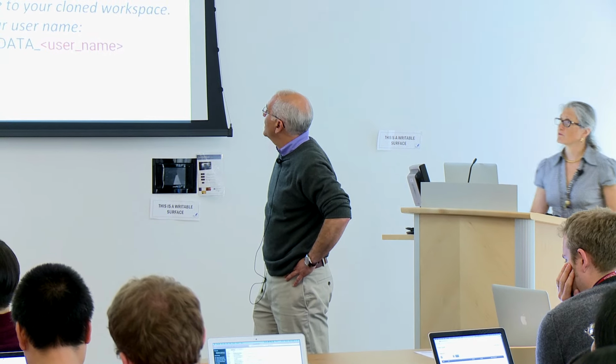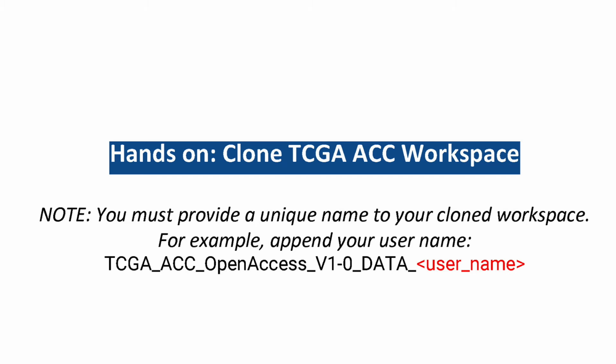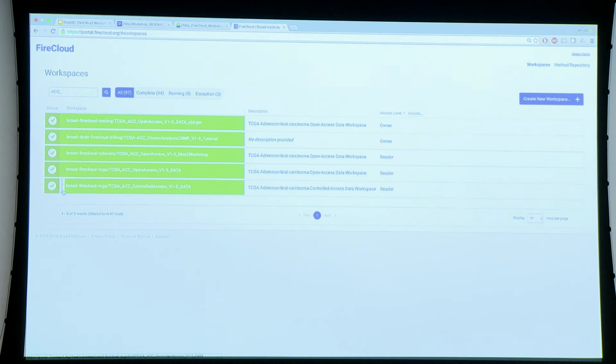Okay, so we went over this already. Now we're going to clone our first workspace. Let's take a look at the workspaces. We're interested in the workspaces associated with this cohort, adrenocortical carcinoma. Everybody should follow along here. You can see that there are two data workspaces associated with this. One is open access and one is controlled access. And notice that the controlled access has this little visual cue to indicate that it's restricted.